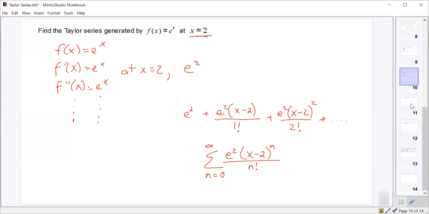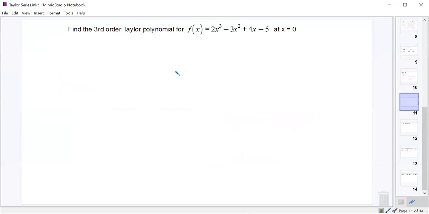So here's something we're going to do that's a little interesting real quick. Let's see if we can find a third order Taylor polynomial for this polynomial. What do we think the third order Taylor polynomial for this polynomial should probably be? That's right, Adrian. It should be itself. And so let's see if that's true.